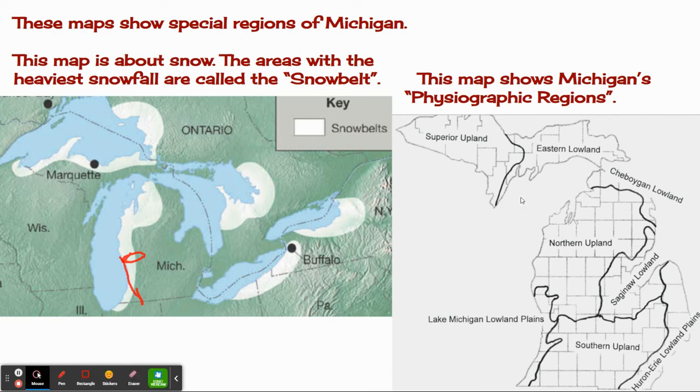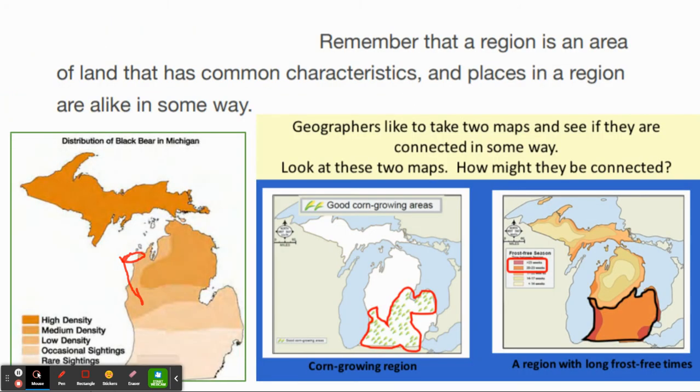But if you come over here, I'm not even sure what physiographic regions are, but you can see that these upland and lowland and plains, but Muskegon, this one falls in the Lake Michigan lowland plains, whatever those mean. So these maps do have to do with physical characteristics. So just remember that a region is an area of land that has common characteristics, and places in a region are alike in some way.